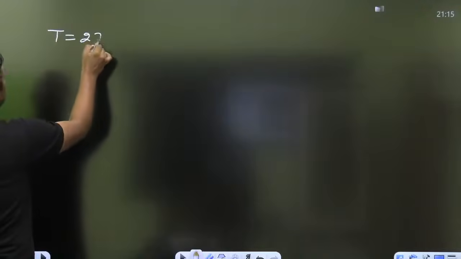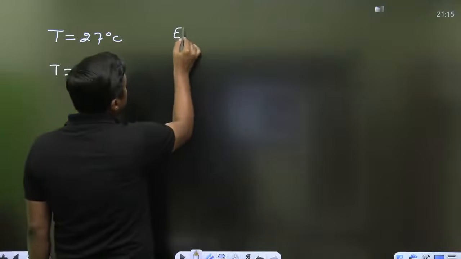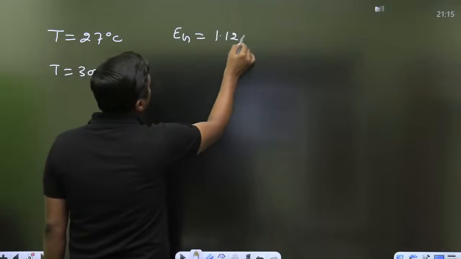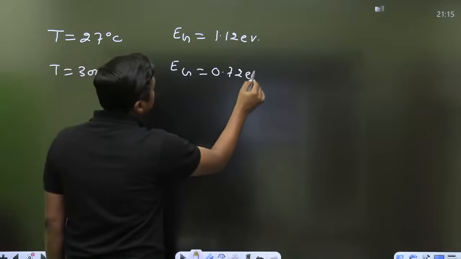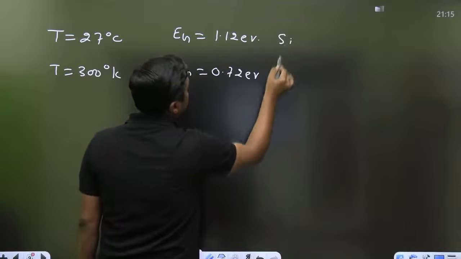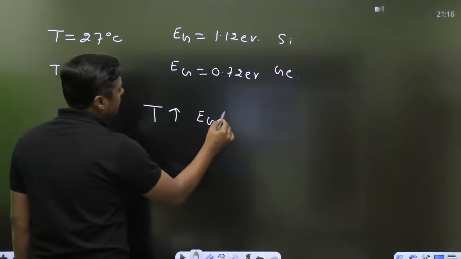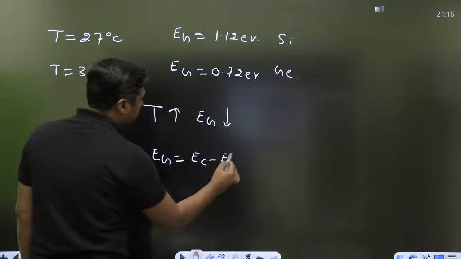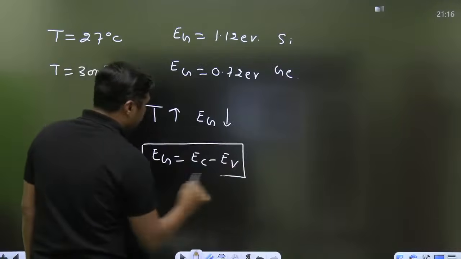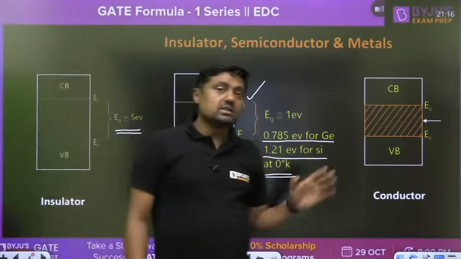What is the room temperature? 27 degree centigrade. That is known as 300 degree Kelvin. So what is the EG? It will become 1.12 electron volt for silicon and EG is 0.72 electron volt, nearly equal to that for germanium. Means when temperature increases, energy band gap decreases and EG is equal to EC minus EV. So these are the values at 0 degree Kelvin. That is the first formula.